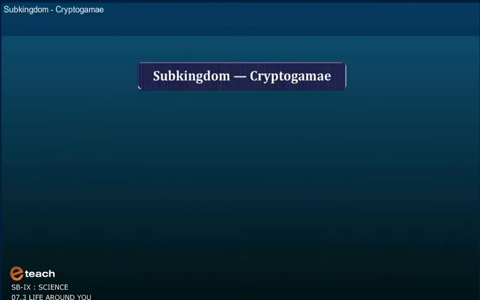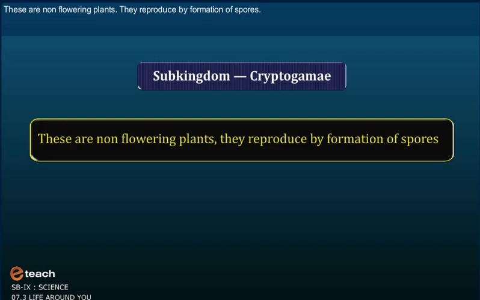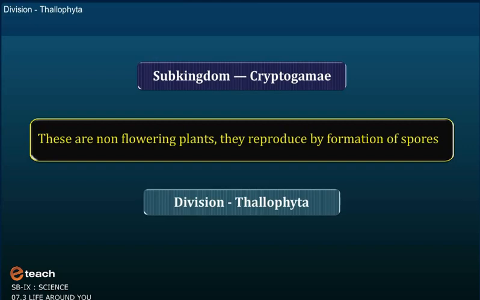Subkingdom Cryptogamae. These are non-flowering plants. They reproduce by formation of spores.